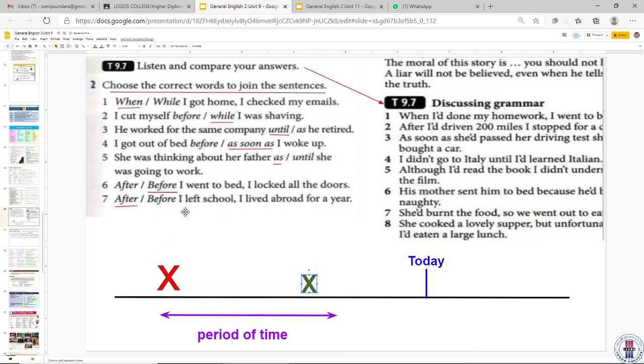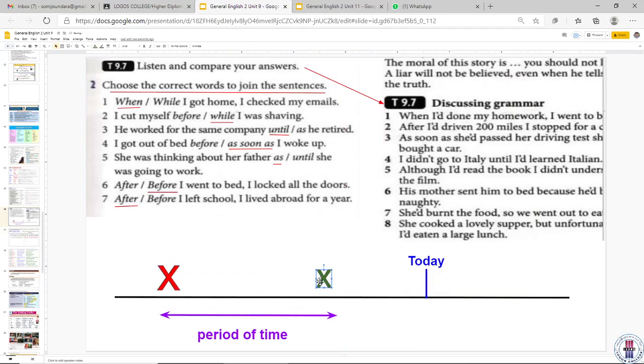Number 7, after I left school, I lived abroad for a year. Okay, what did you do first? You leave school, you graduated. Right? Then you lived somewhere overseas in a different country for a year. It could be here, or here. It's fine.